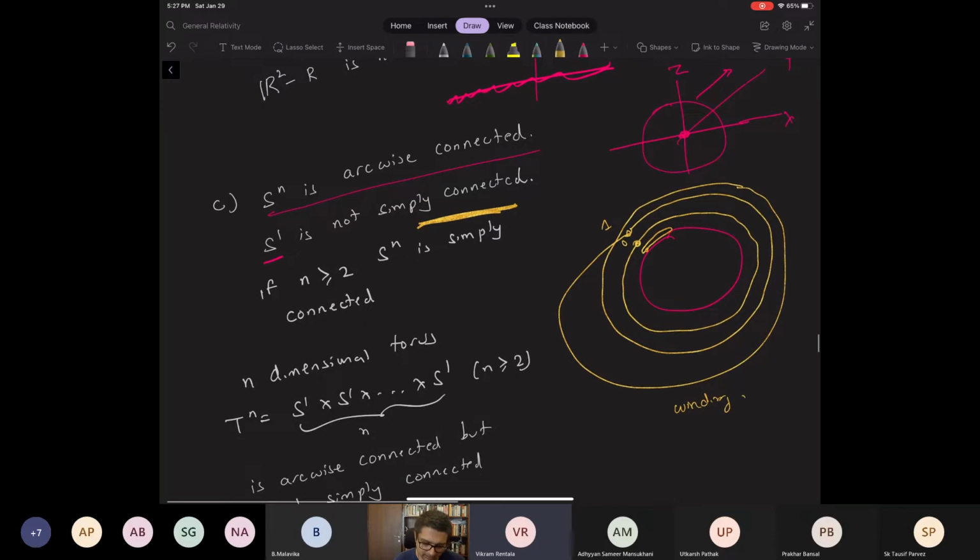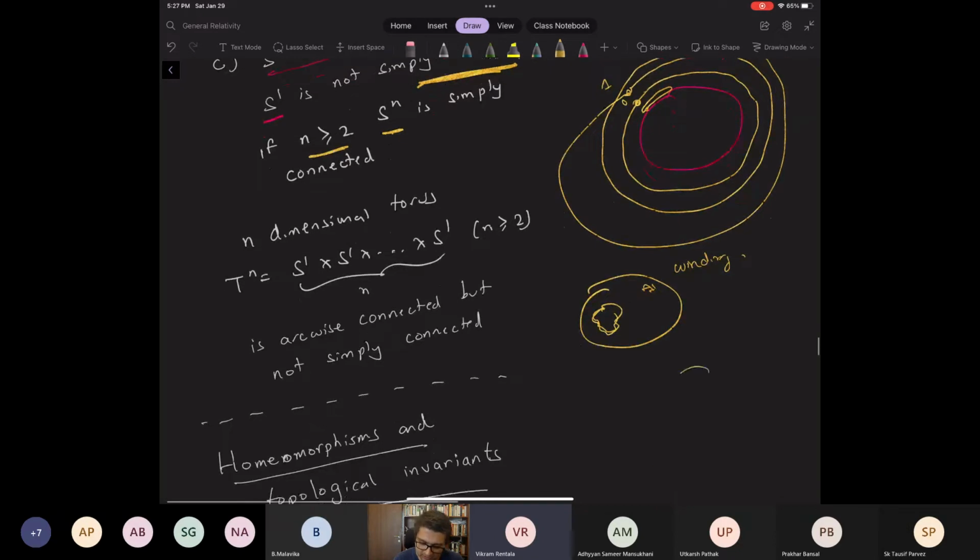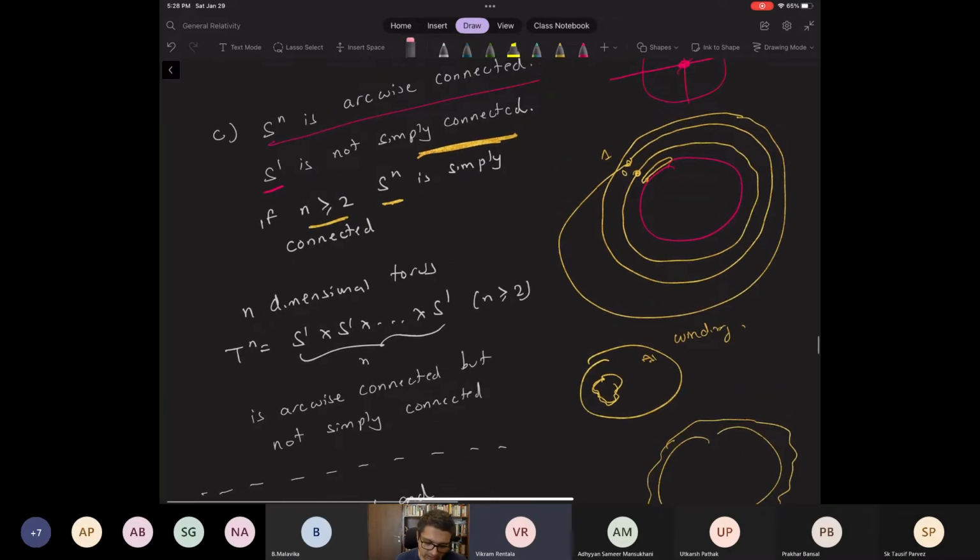And if n is greater than or equal to 2, then the n-dimensional sphere is different. For example, if I have a sphere rather than a circle, and I put a rubber band on it, imagine drawing a loop. Even if I stretch this loop around, let's say, the equator of the Earth, I can always shrink it by pulling that rubber band to the North Pole. So S2, and in particular any higher n-dimensional sphere, is simply connected. That is, loops can be shrunk to a point.